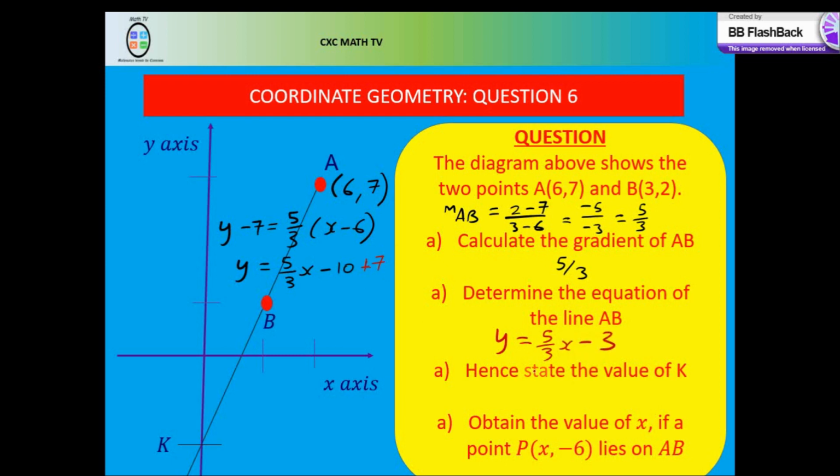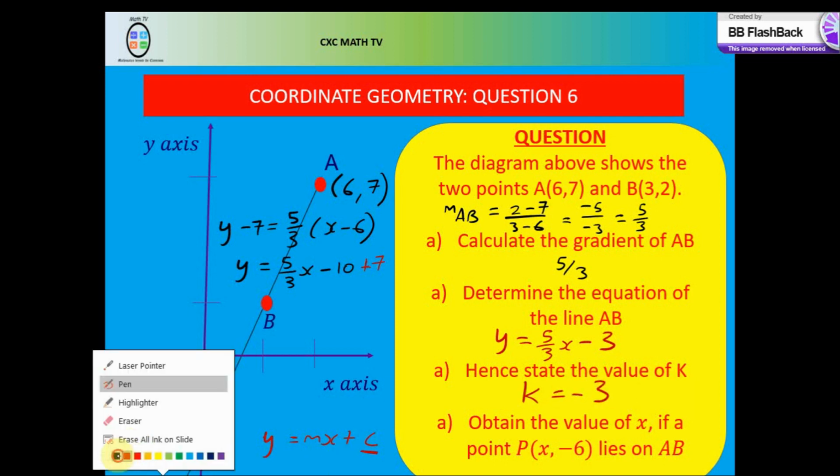That's it. Now hence state the value of k. k then is what? Negative 3, because we got it in the form y equals mx plus c. Remember, y is equal to mx plus c, and c is what? k. So in that case, our k is negative 3. k is equal to negative 3.